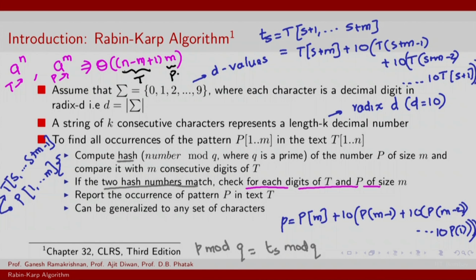So the worst case, it could be order of nm and therefore expensive. However, in most practical cases, when the number of hash matches are constant, one will find that the average case complexity is very reasonable. So we will look at the average case complexity once we discuss the algorithm itself. So once you have doubly checked for the match of T, a segment of T with P, you report the occurrence of this pattern P in the text T.